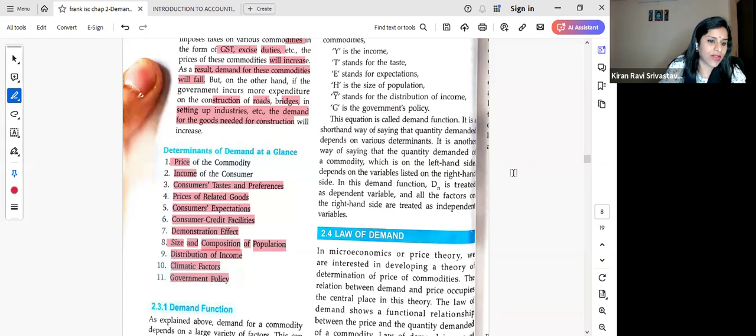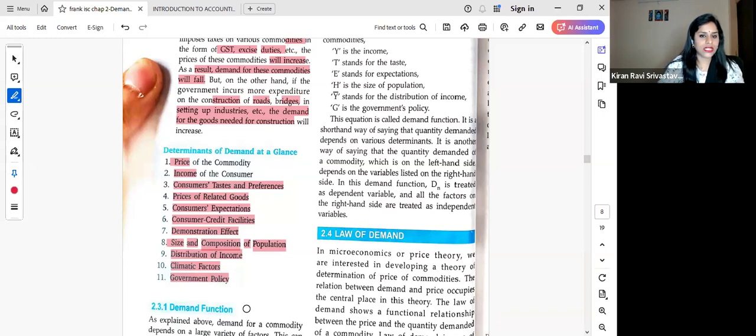Then the next is climatic factors. Based on the climatic factors, the demand increases or decreases based on what season it is. And then the last one is government policy. The taxation policy and the government expenditure. So what happens is the government increases the tax, price increases, demand falls. Government reduces the tax, price reduces, then demand increases. And similarly, expenditure. If the government increases expenditure activities, construction of roads, railways, bridges, then there will be demand for such products, cement, steel, iron, and all the construction. Demand will increase.